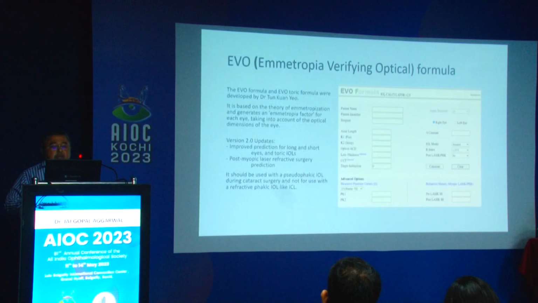And EVO is also a regression formula. It is based on the theory of emmetropization that generates the emmetropia factor for each eye, taking into account the optical dimension of the eye.